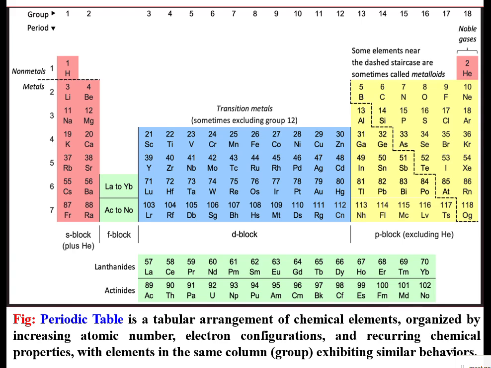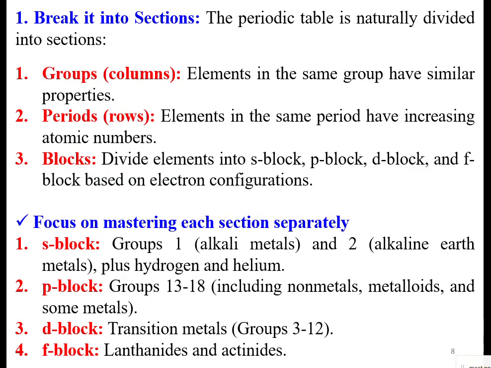Like a periodic table, we are arranging elements organized by increasing atomic number, based on atomic number and electronic configuration and recurring chemical properties, with elements in the same column, that means group, exhibiting similar behavior in nature. Then we are breaking it into sections so we can remember very easily these 118 confirmed elements, according to Antoine Lavoisier. Groups are also called columns, and rows are also called periods. Elements in the same group have similar properties, and elements in the same period have increasing atomic numbers. And blocks, we have SPDF blocks. We are dividing into four blocks.